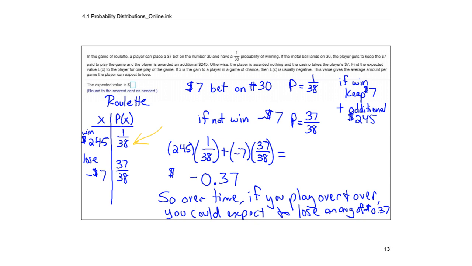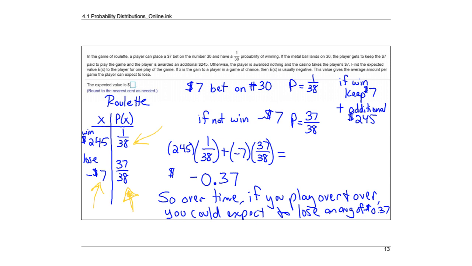So otherwise, they're going to lose $7, so that would be minus 7. And that would happen for all the other slots. So there's 37 other slots. And so the probability would be 37 over 38. And notice those 2 together would give me 1.